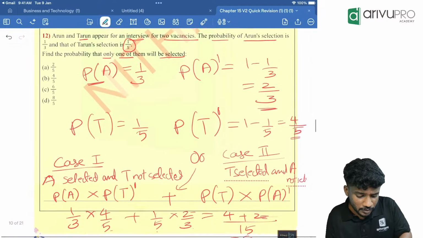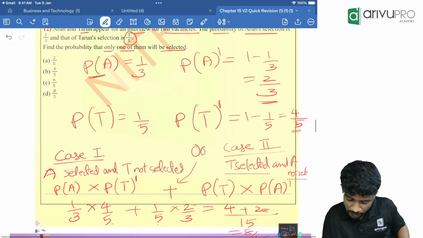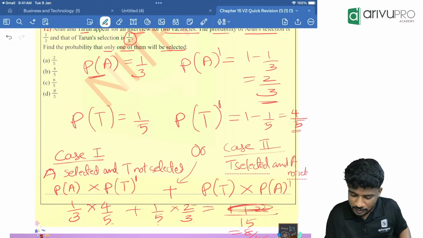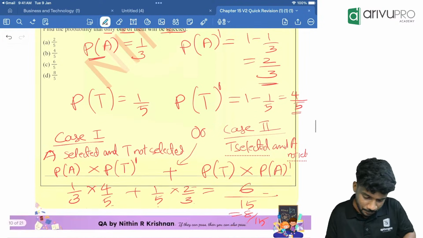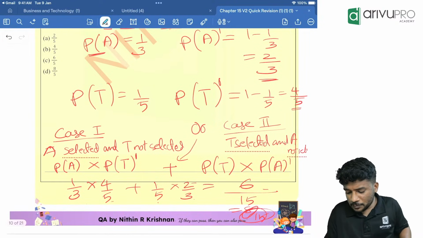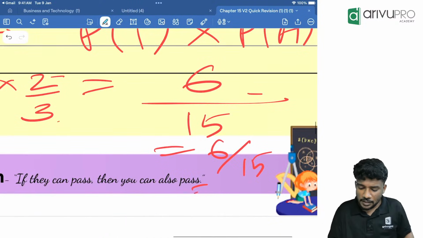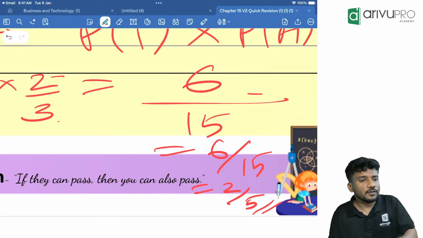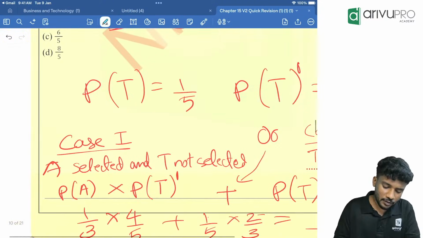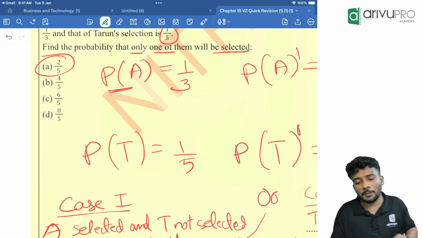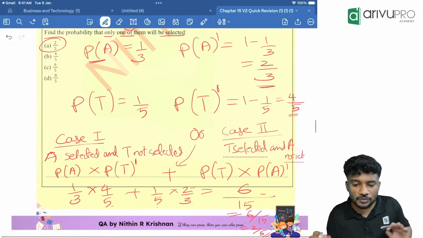Which is the answer, people? 6 by 15, right? 4 plus 2 is 6, so 6 by 15. Cancelling with 3, you will get 2 divided by 5. Which option is the right answer? 2 by 5, option E. I hope everyone understood this.